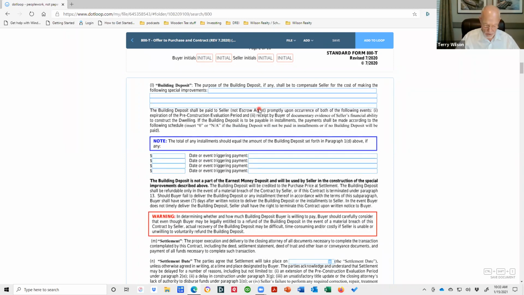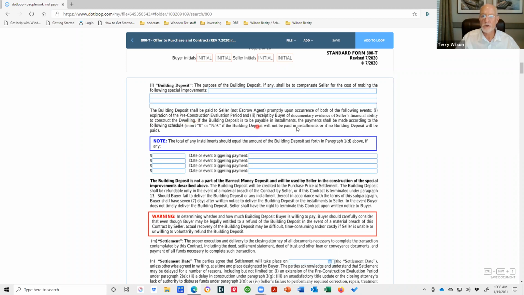Then we get into building deposit. Let's talk a little bit about the building deposit. So the purpose of the building deposit, if any, shall be to compensate the seller for the cost of making the following special improvements, whatever those might be. The building deposit shall be paid to the seller promptly upon occurrence of both the following events: expiration of the pre-construction evaluation period and receipt by buyer of documentary evidence of seller's financial ability to construct the dwelling.